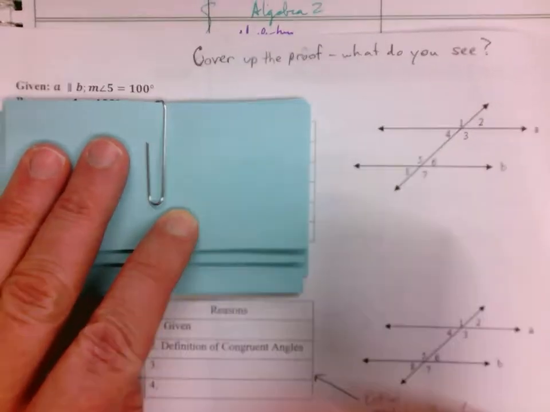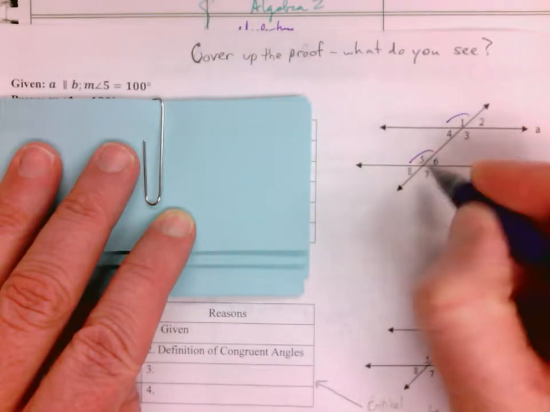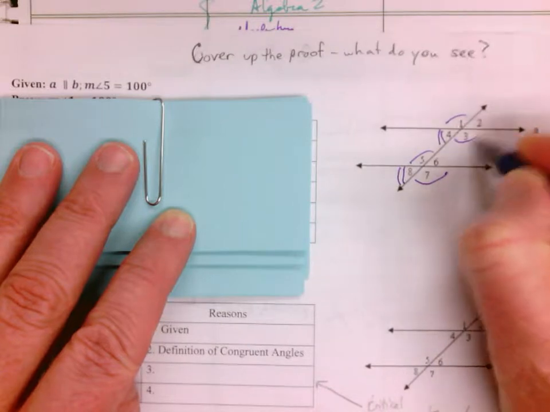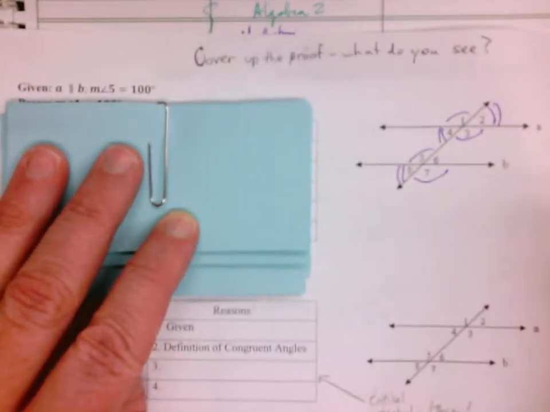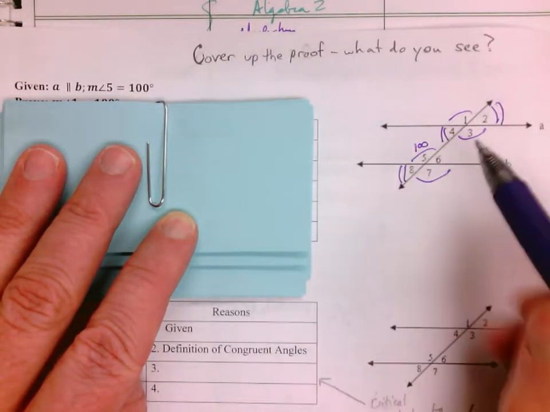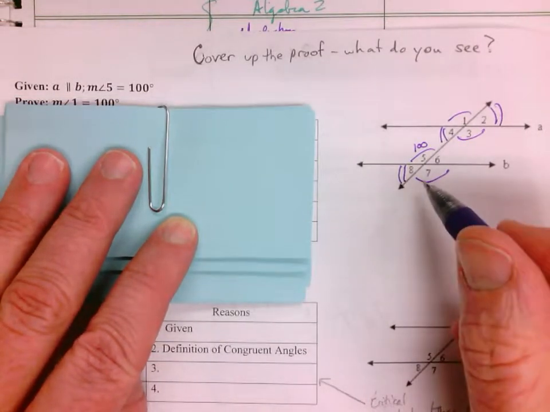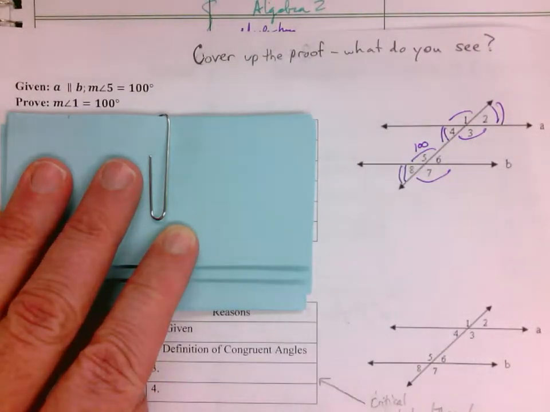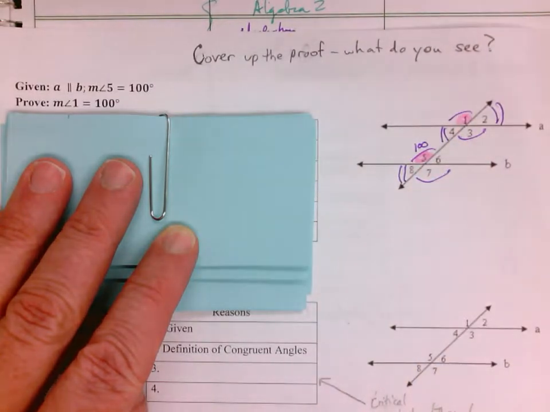So I know the lines are parallel. I'm going to mark everything that is congruent. So these are congruent, these are congruent, those are congruent. And if I know angle 5 equals 100, I'm going to put that on my picture. So in my mind, I'm thinking anything else, there's 100, there's 100, there's 100. And all I got to do is be able to name the relationship. And we see, what are we trying to prove? We're trying to prove that angle 1 is 100. So angle 5 and angle 1 have a special named relationship.